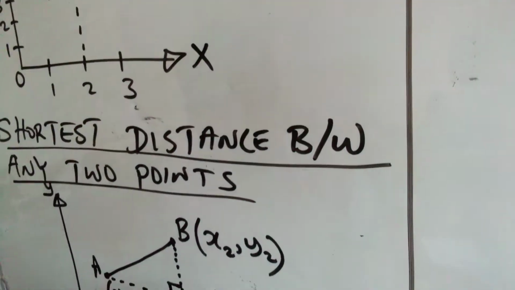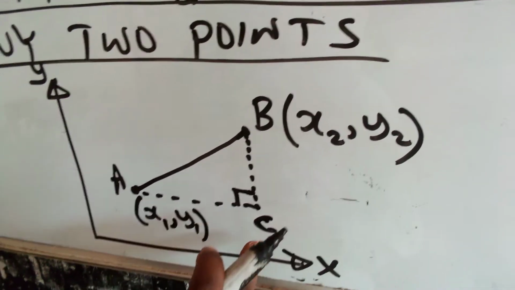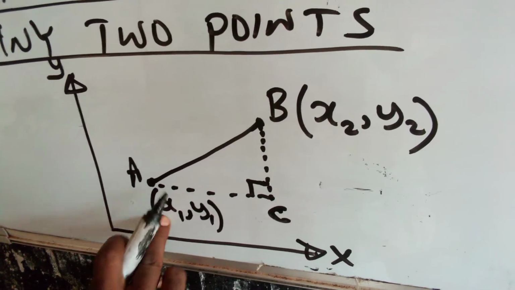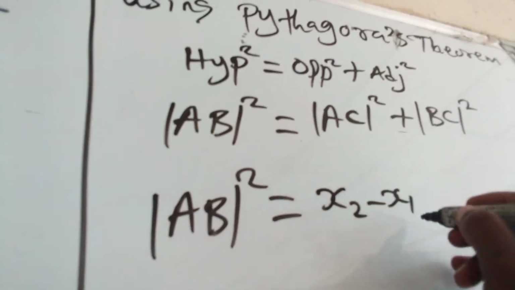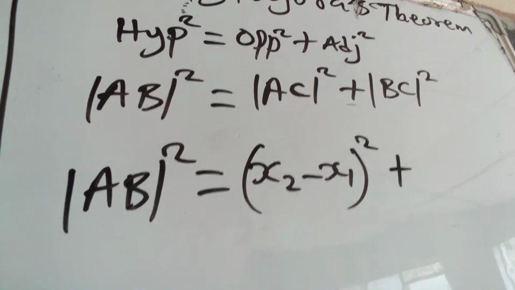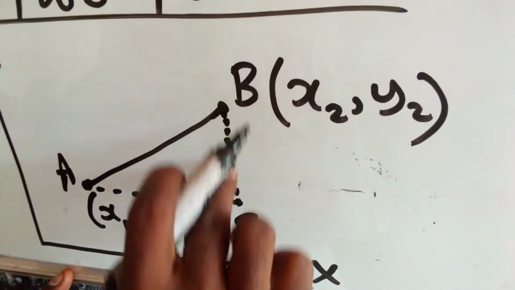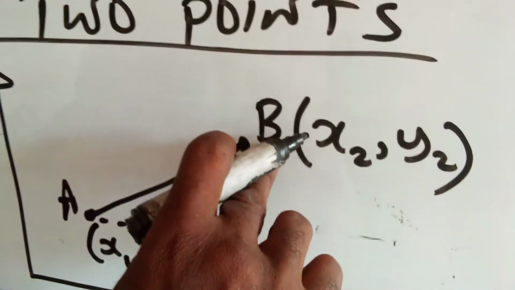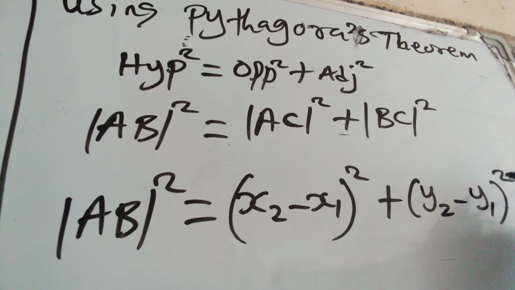So AB square will give you, what is AC? AC is when you are moving along S axis. So if you want to get AC, it is the value of S here minus the value of S here. So we are going to say S2 minus S1 all square plus BC. BC, along the Y axis, is going to be the value of Y here minus the value of Y here. So it's going to give you Y2 minus Y1 all square.